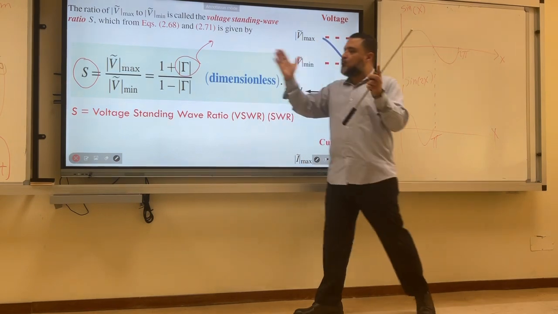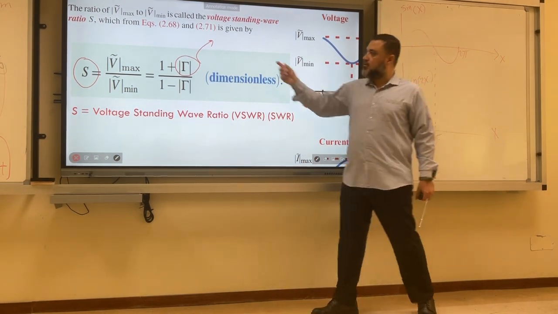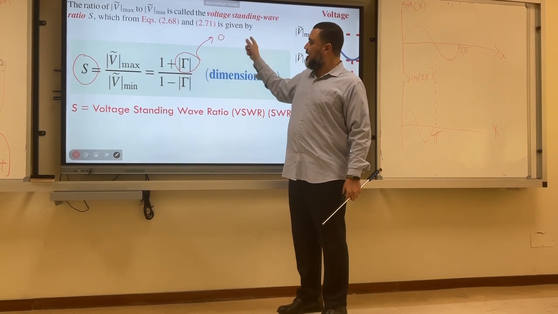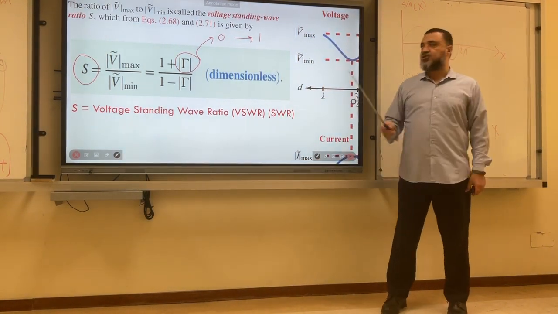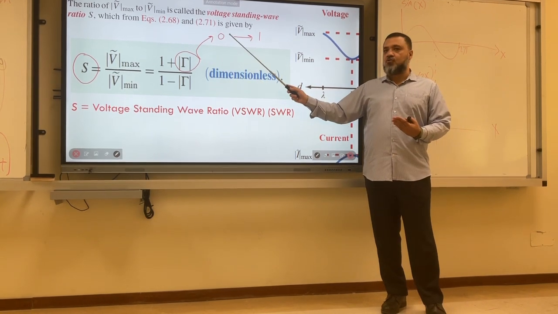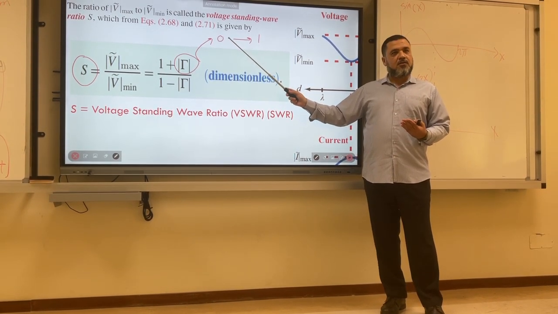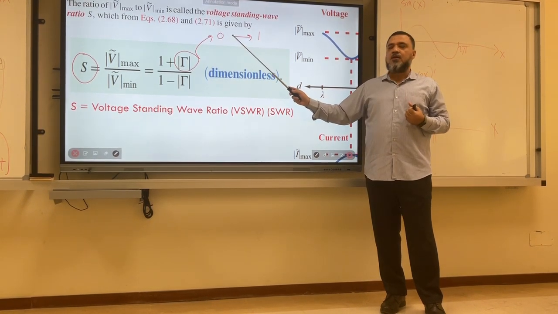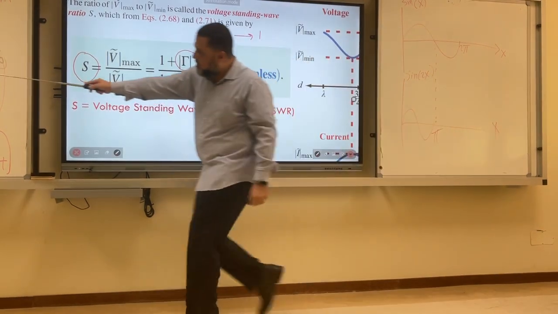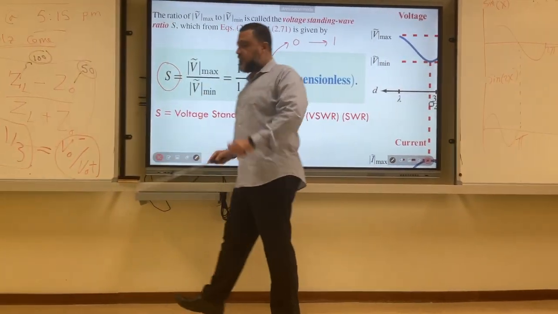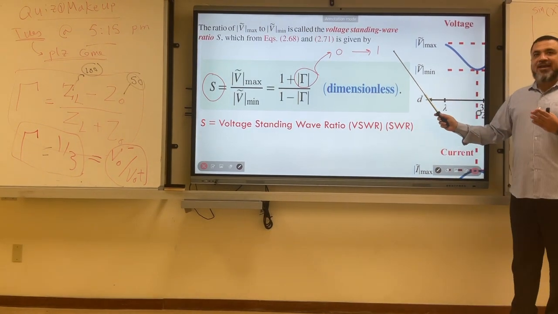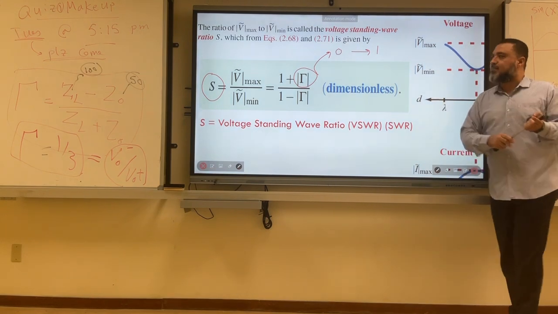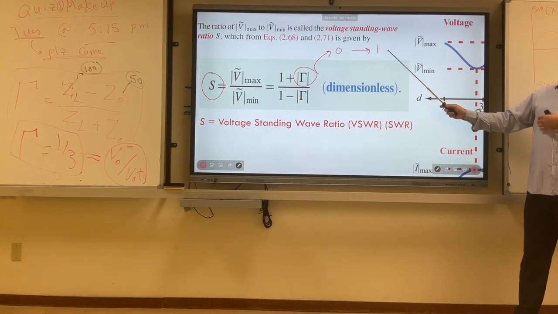What are the limits of this magnitude of gamma? What's the minimum magnitude of gamma? Minimum? Maximum? Minimum is 0, 0 to 1. It will never go outside this region. When will the magnitude of gamma be 0? Muhammad, when? When is this equal to this? When is Z equal to Z0? Gamma will be 0, right? Which is no reflection. It will be 1 when ZL is 0 or infinity, open or short. So this is the extreme point, the minimum and maximum. It will never go beyond this. It will never be bigger than 1.